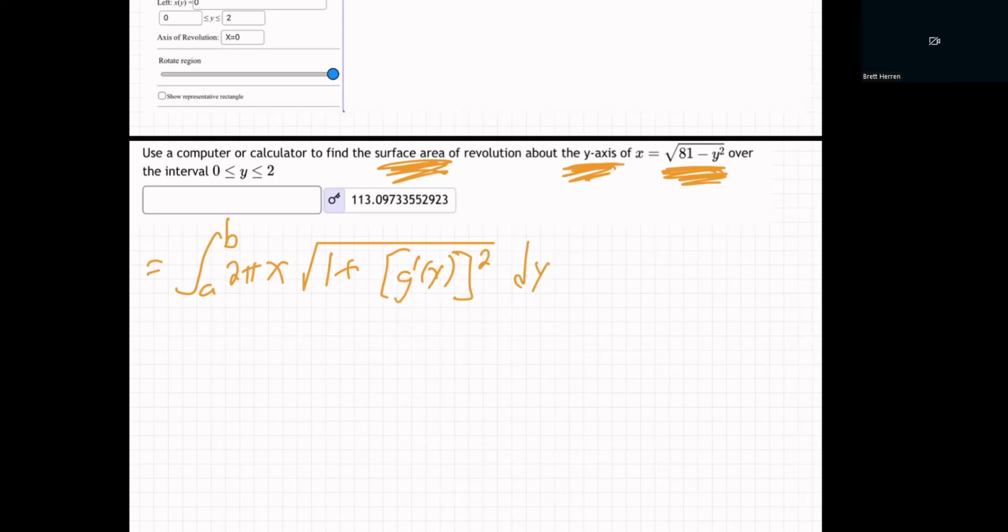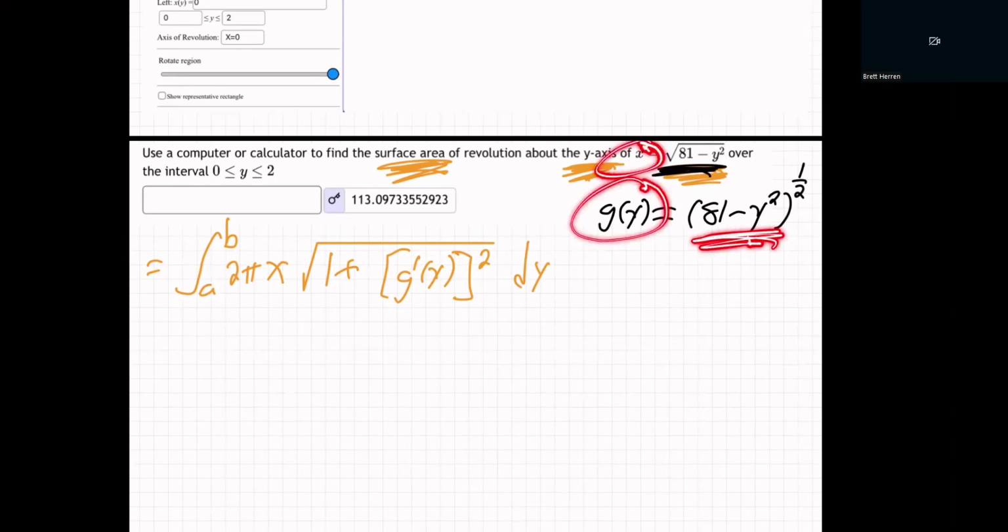Okay. So what is g of y? Well, this is g of y. G of y just means a function of y. So this 81 minus y squared to the half, the root right here, that is a function of y, right? That has y in it. They called it x here; we're calling it g of y. You could call it Tom of y, George of y. It's just a function of y. That's my g of y. That's what they mean in the formula there.